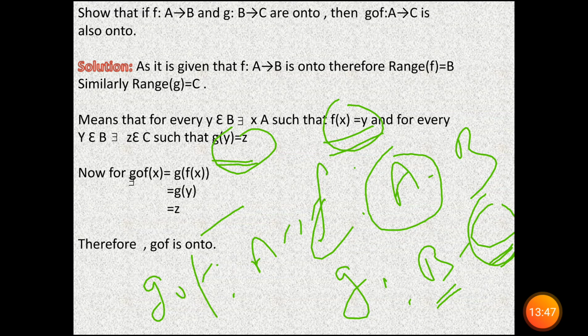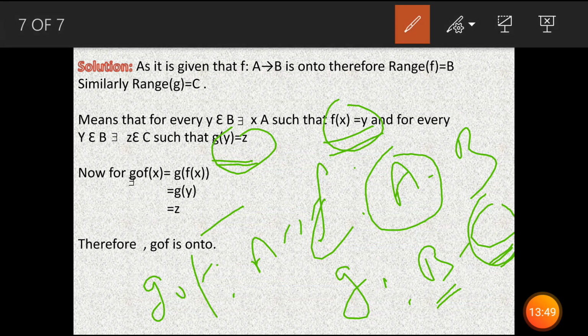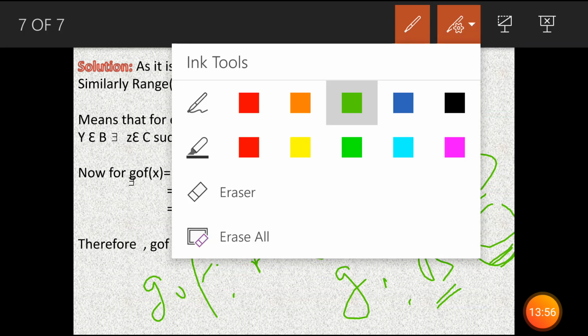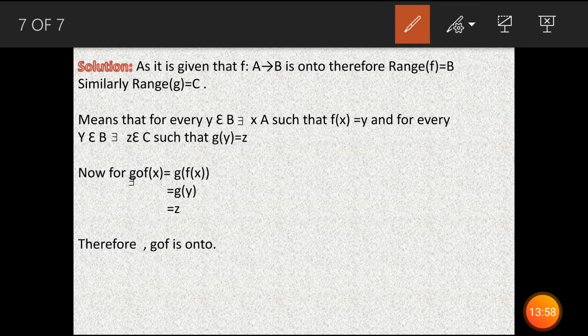So you have seen that if f and g are both 1-1 and onto, then their composition is also 1-1 and onto. I hope you understood it.